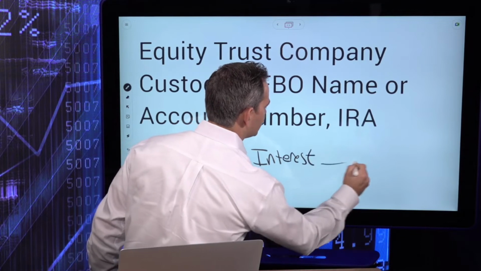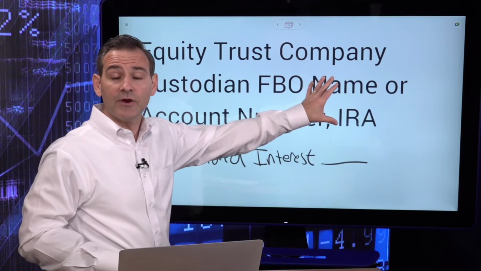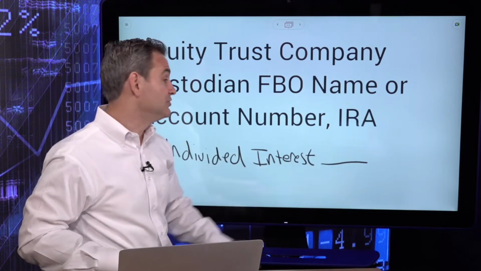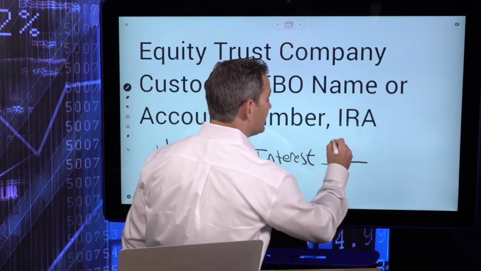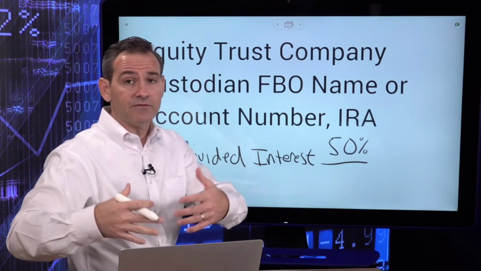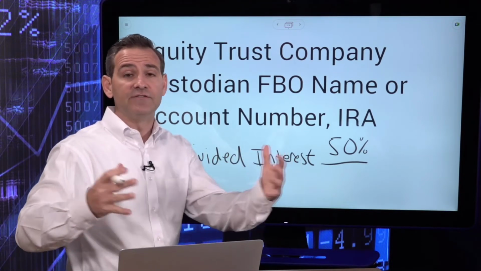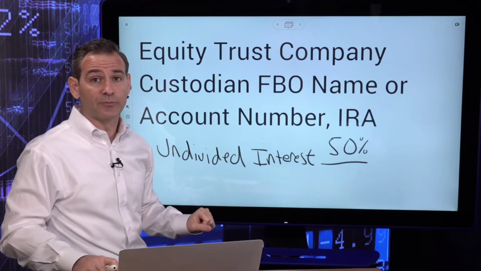So we've got undivided interest. In our example, $50,000 is coming from IRA 1, $50,000 coming from IRA 2. So we have to make sure that we do the math on the percentages appropriately. It doesn't have to be 50-50. It could be 75-25. It could be 80-20. It could be 85-15. You just have to make sure you do the math and insert those percentages appropriately.